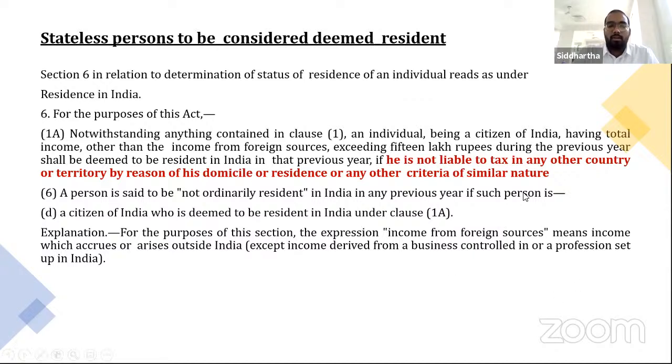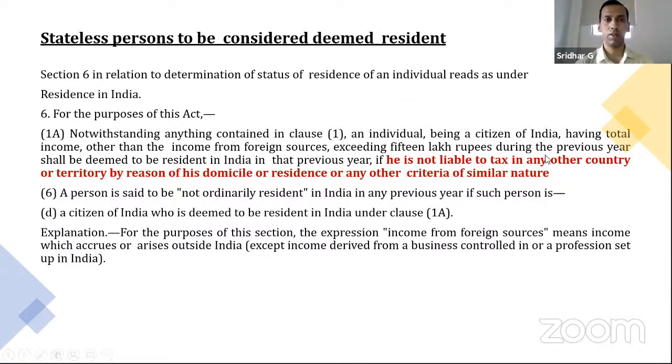So even in this case, if he becomes resident due to this criteria, then he will be treated as non-ordinary resident. He will not be treated as ordinary resident. And the expression used here, income from foreign source, is similar to what we have explained earlier.